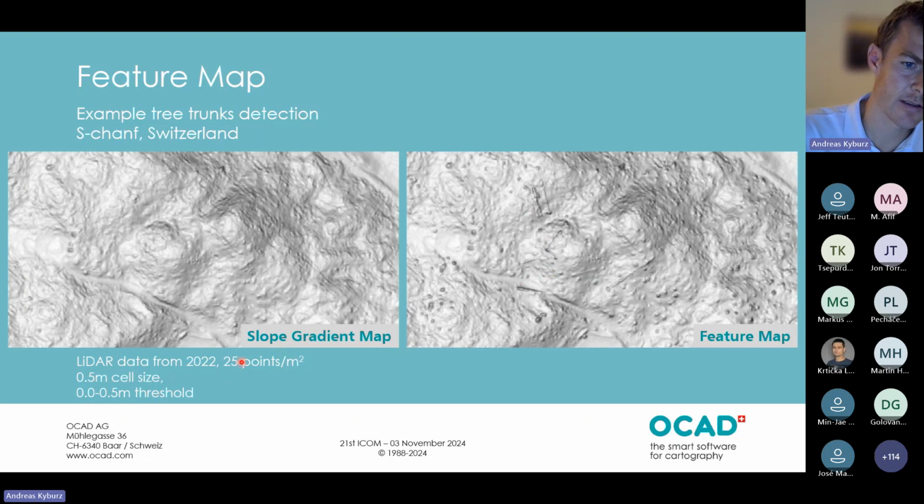And what you see also is that the point density was quite high in this example. It was 25 points per square meter. And of course, the more points you have, the better results you get. If you have low point density, the results may not be as good.